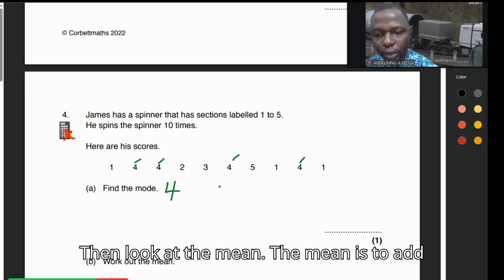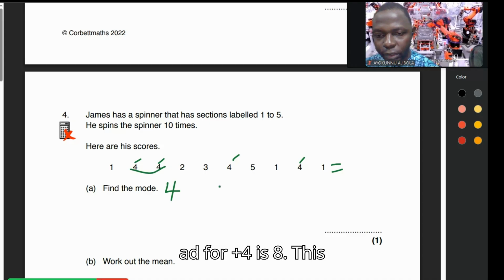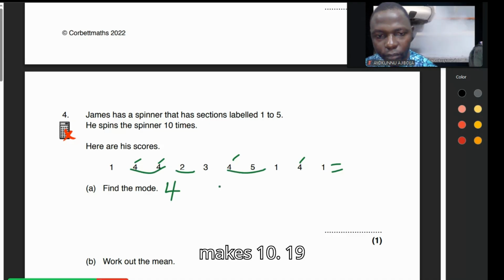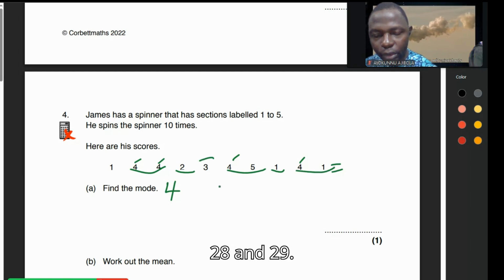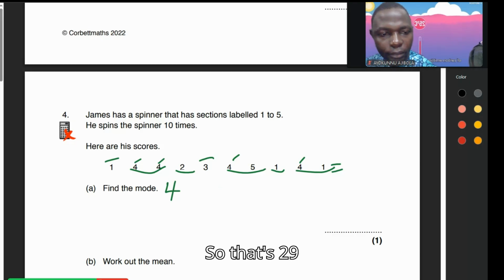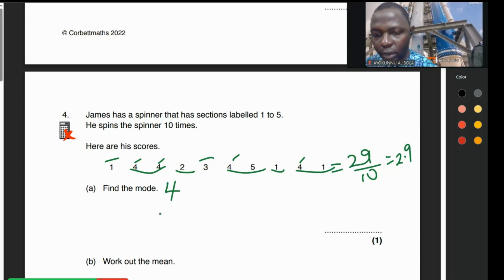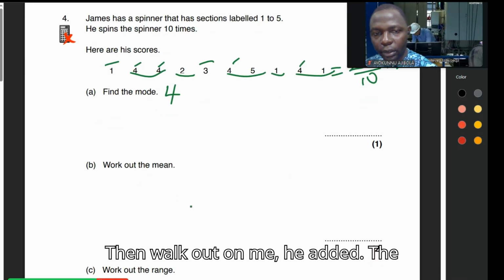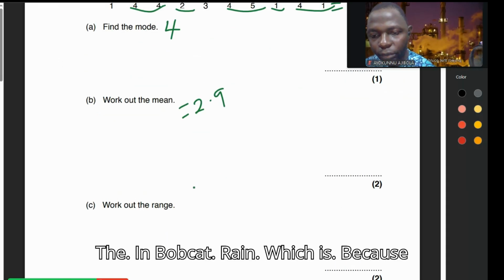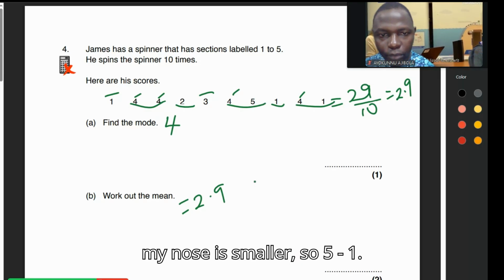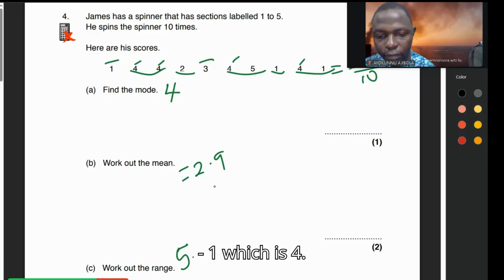Then look at the mean. The mean is to add everything together. So let's add 4 plus 4 is 8, 10, 19, then 20, 25, then 28, and 29. So that's 29 divided by 10. That's 2.9. The mean is 2.9. Then work out the range. The range is the biggest minus the smallest, so 5 minus 1, which is 4.